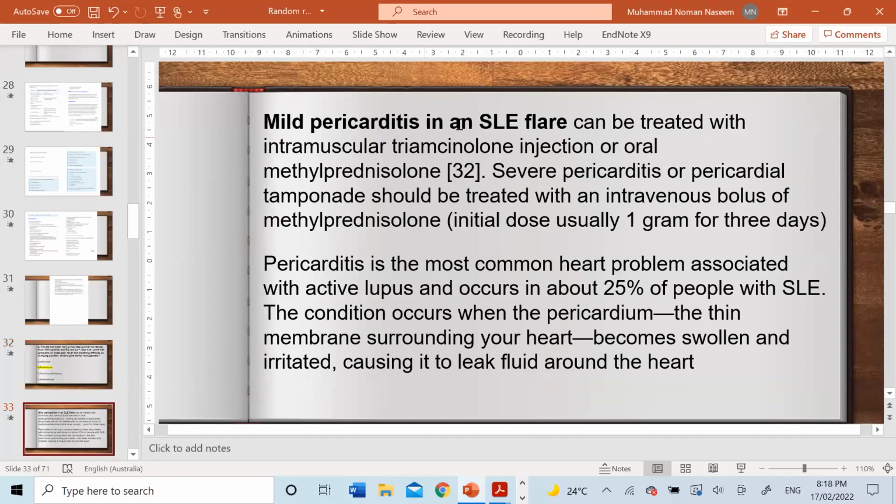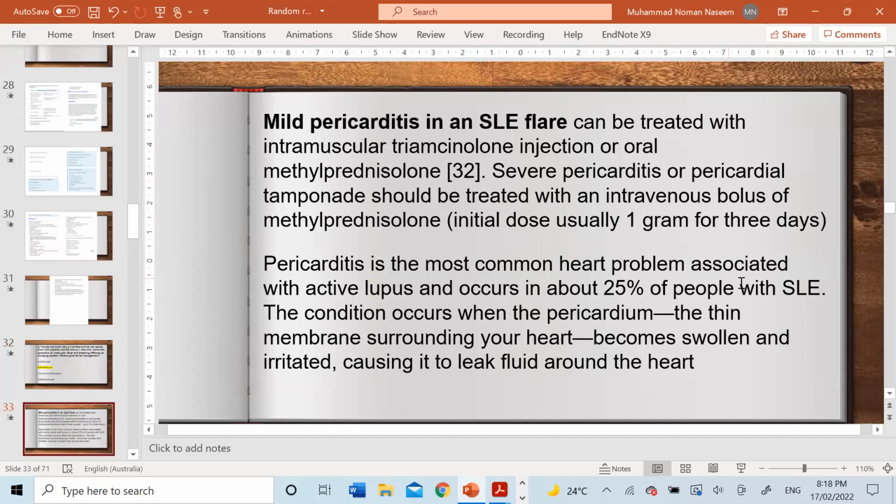Mild pericarditis in an SLE is a flare, meaning the condition has flared up. It can be treated with the intramuscular steroid, which is triamcinolone injection, or you can give the oral methylprednisolone. Severe pericarditis, which can lead to the development of the pericardial tamponade, should be treated with the IV steroids.